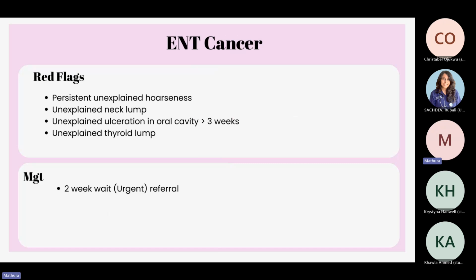If they're having an unexplained ulceration in their mouth for longer than 3 weeks, that is not responding to treatment, you'd be worried about a malignancy. And any of these symptoms you would refer via the 2-week wait pathway.